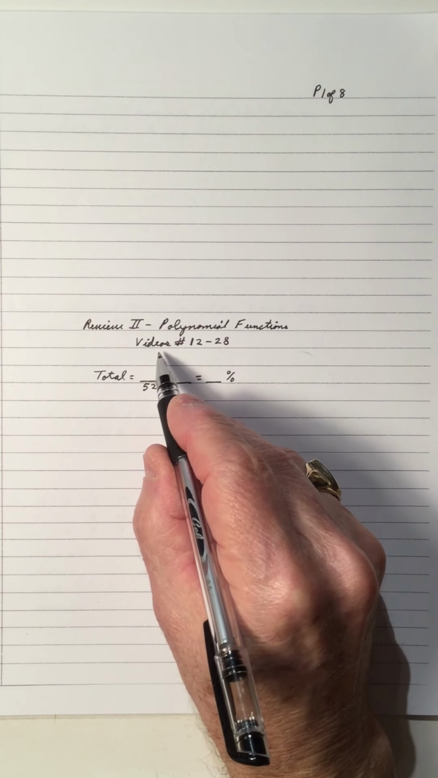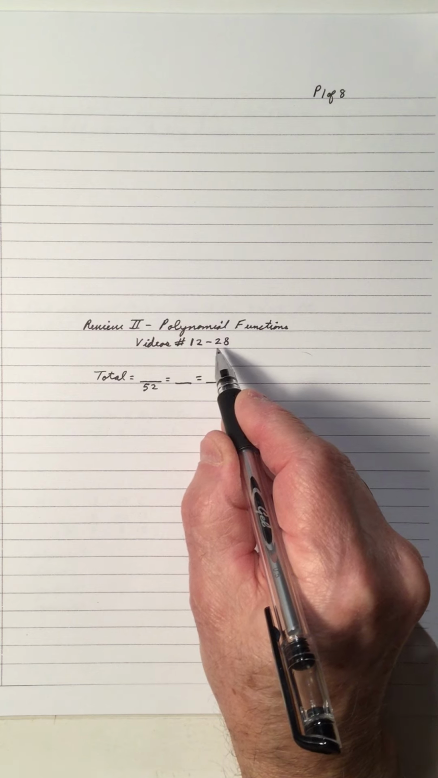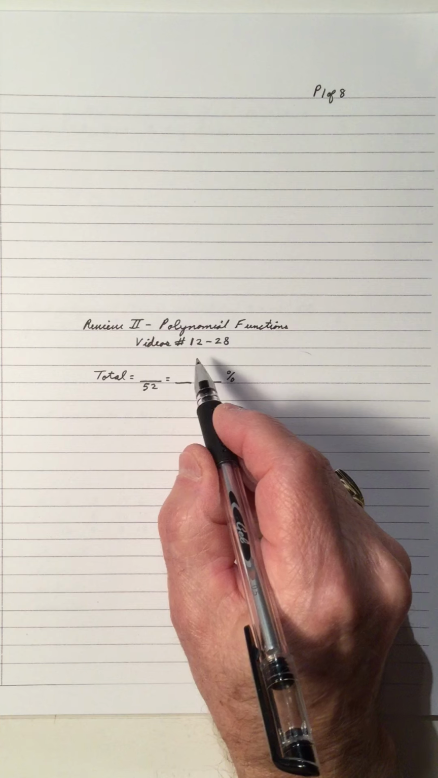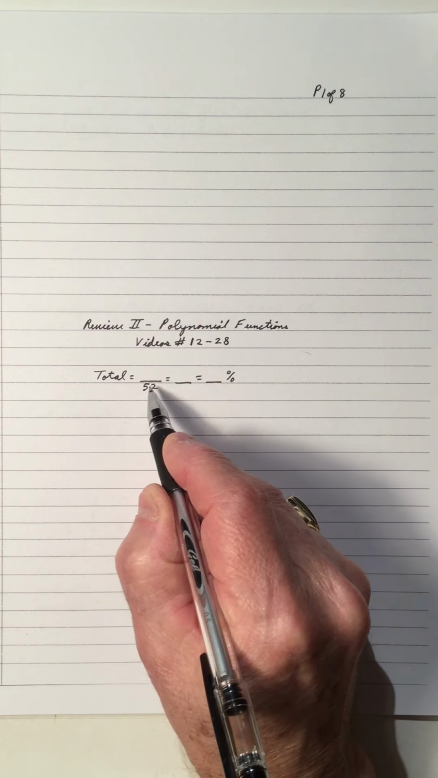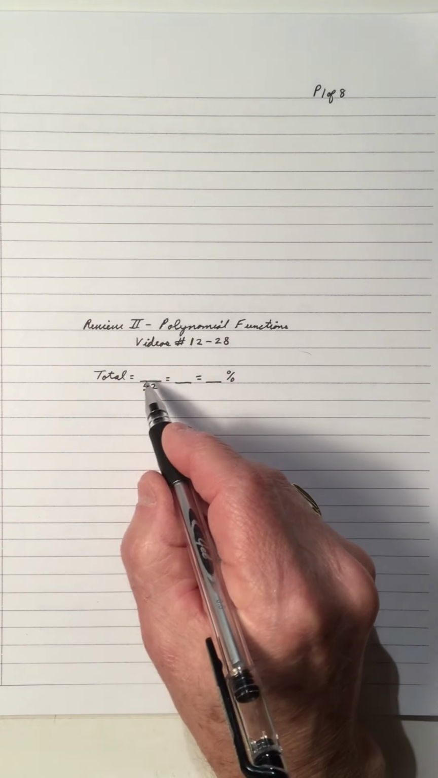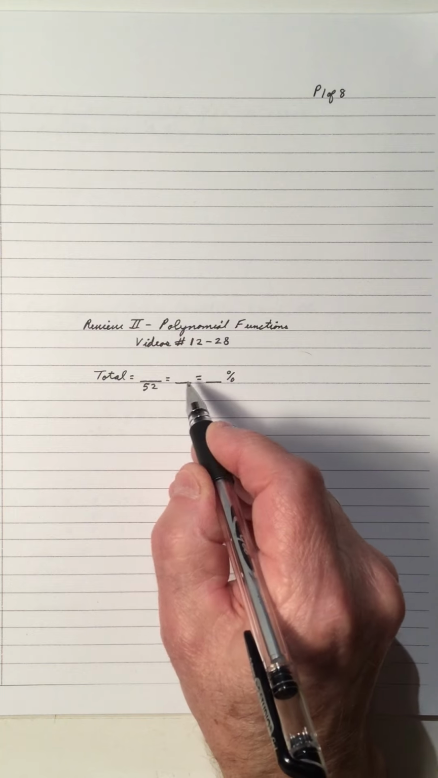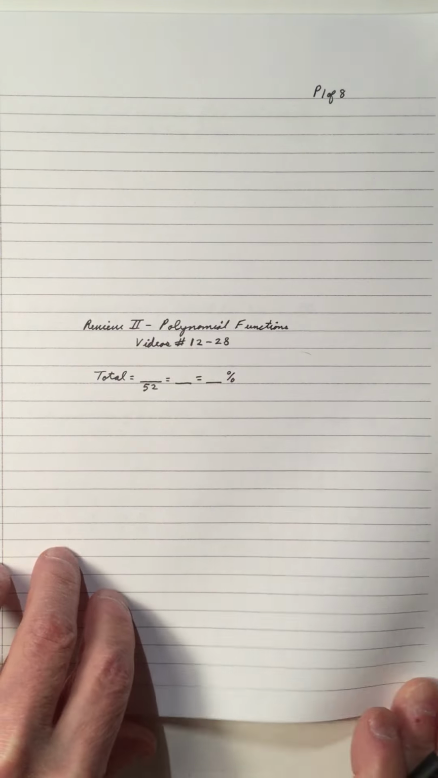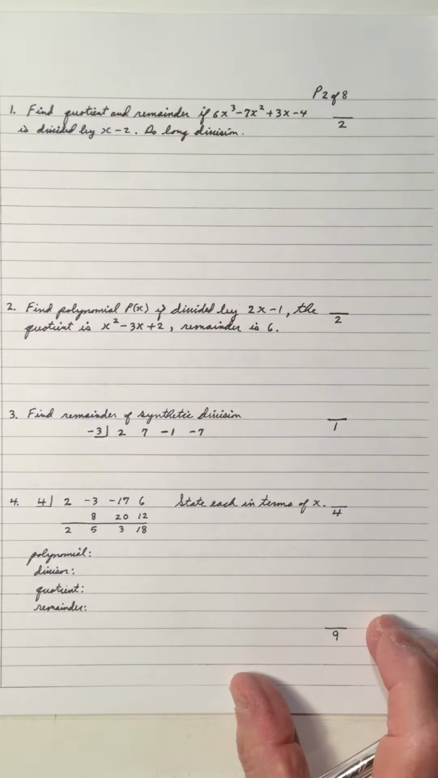This review is on videos numbers 12 to 28. Like all reviews, you can do it as a quiz where you give yourself a score. This quiz is out of 52. So add up all your marks and put it over 52. Divide 52 into your numerator, get a decimal, move your decimal 2 places to the right, and you'll have your percentage. Okay, here we go. Let's do the review.